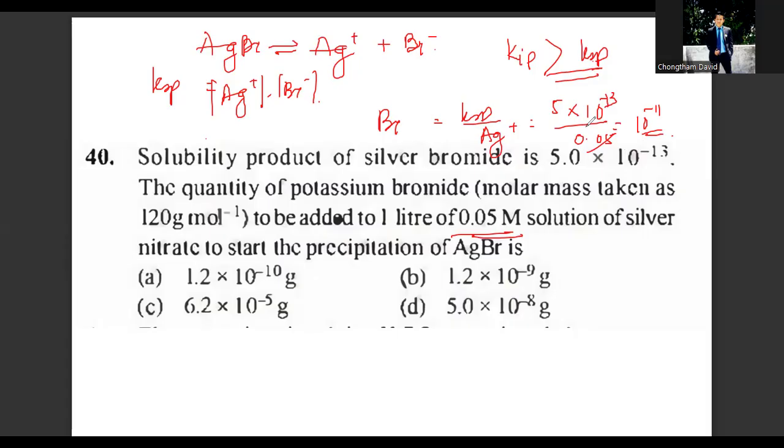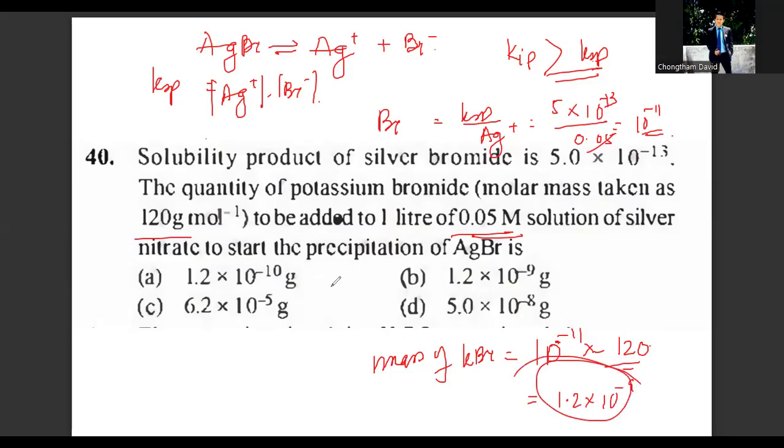So the number of moles of bromide needed from this potassium bromide would be 10 to the power minus 11. Now mass would be: mass of potassium bromide would be 10 to the power minus 11 into 120, because this is the molar mass of potassium bromide. Answer 1.2 into 10 to the power minus 9. B is the answer to question 40.